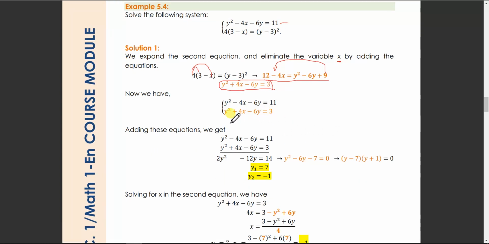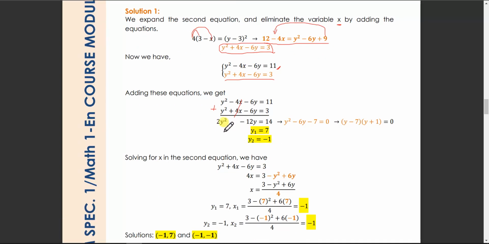So we have this second new equation, then this is our first given equation. So we are going to add the equations. So when you add them, y squared plus y squared, that is equal to 2y squared. Negative 4x plus positive 4x, that is equal to 0. Then negative 6y plus negative 6y, that's negative 12y. Then you add 11 plus 3, that is equal to 14. So we have 2y squared minus 12y is equal to 14.